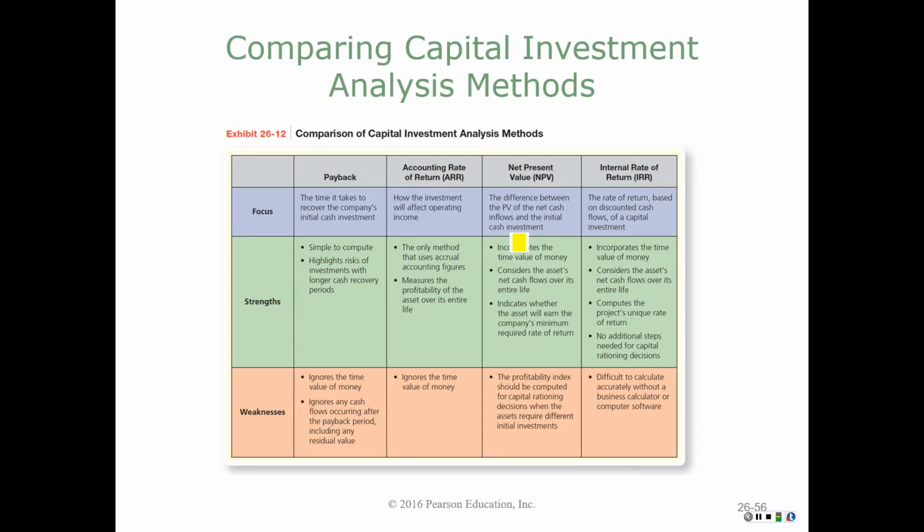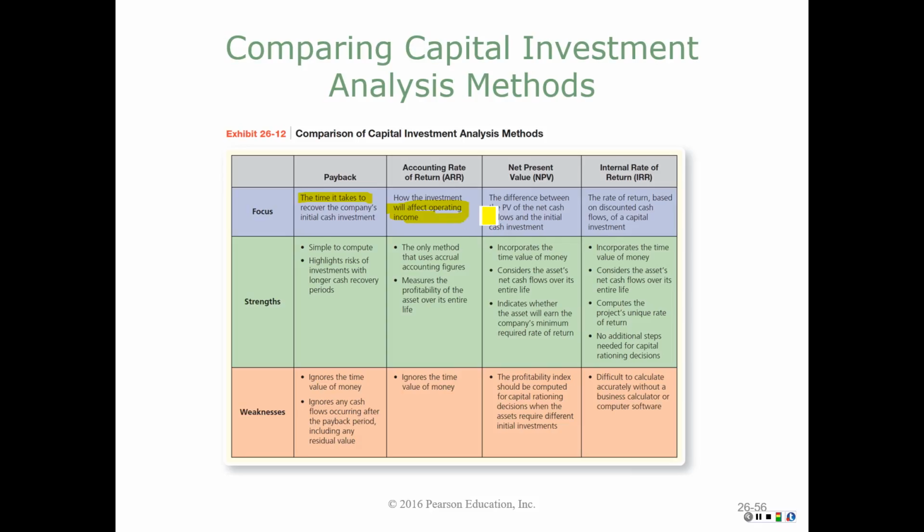Now, this table that is provided for you in the slide does give you kind of a summary of the different methods that we've talked about: the payback, the accounting rate of return, net present value, internal rate of return. So remember, on payback, I simply want to know how much time is it going to take me to recover my investment. The accounting rate of return is simply looking at how is this impacting my operating income. So with the investment that I'm making, how am I utilizing that investment to generate operating income?